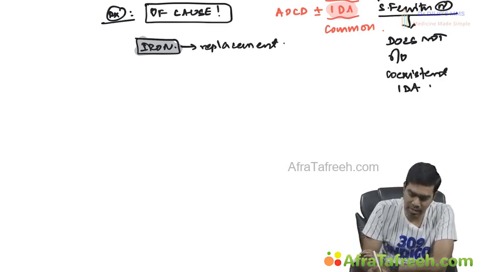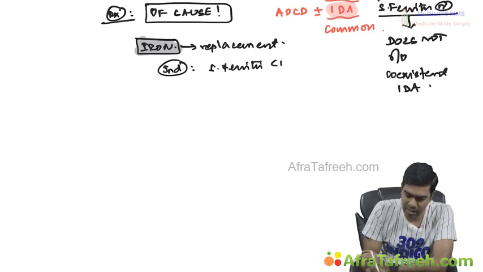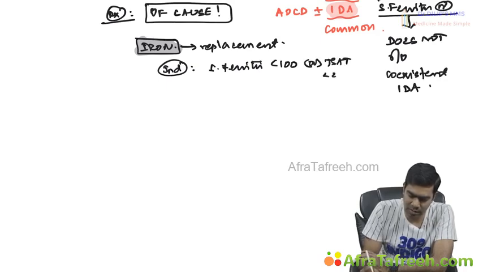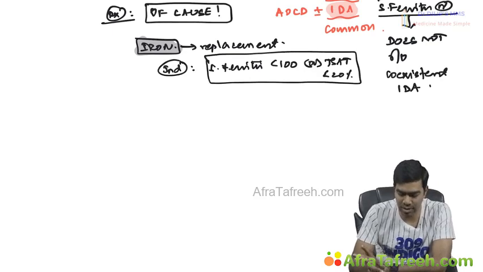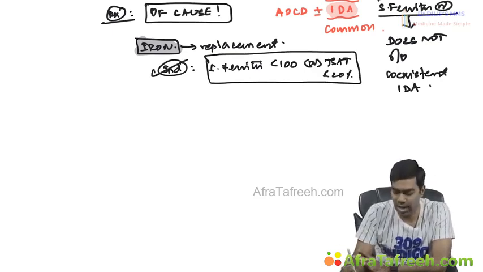So what is the indication for replacing iron? The indication for replacing iron is whenever the serum ferritin is less than 100 or transferrin saturation is less than 20%. Then this finding strongly tells you that the patient has coexistent iron deficiency, and this is an indication for giving iron replacement also.